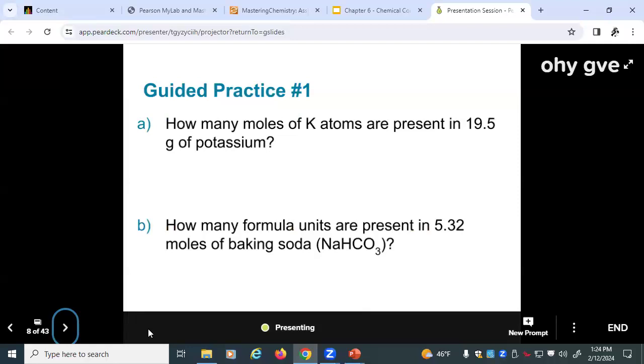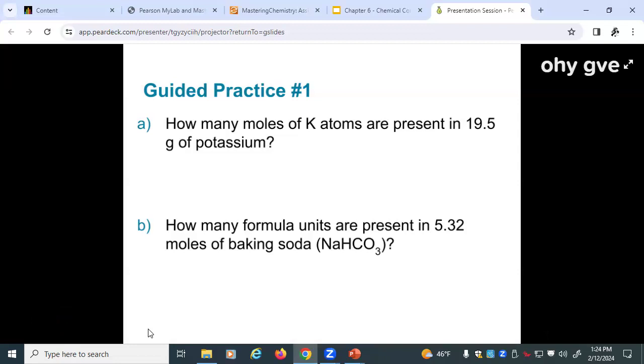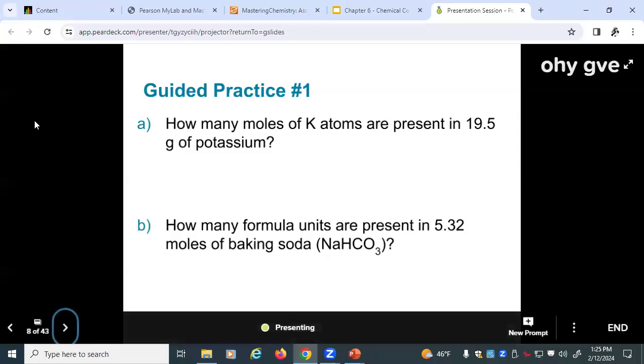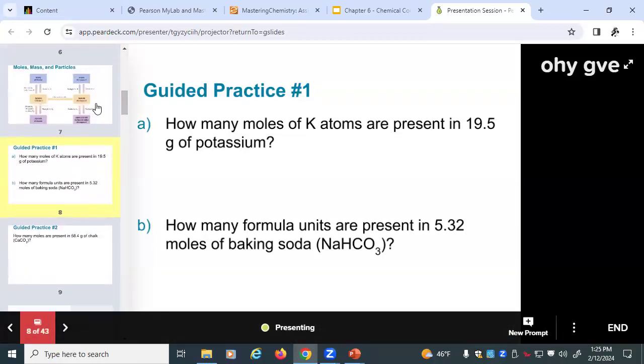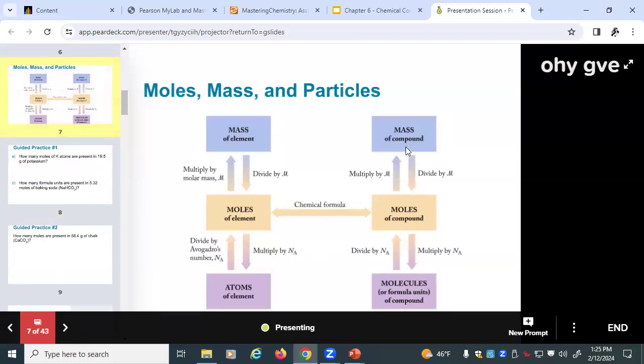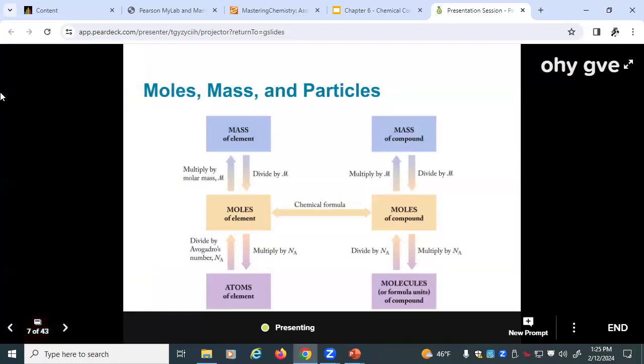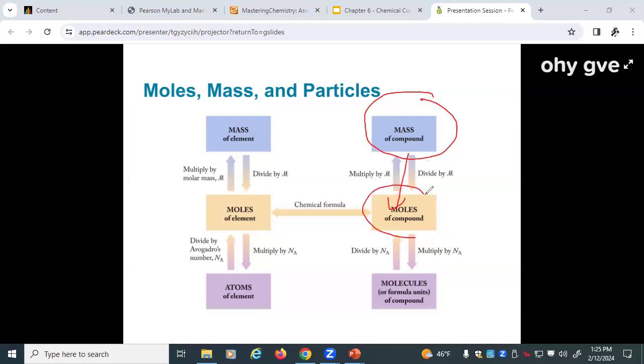Let's take a look at some practice problems. How many moles of potassium atoms are present in 19.5 grams of potassium? So if I go back to my organization chart here, I've got the mass. I want to convert it into moles. Now the chart here says specifically to go in this direction, I'm going to divide by the molar mass.